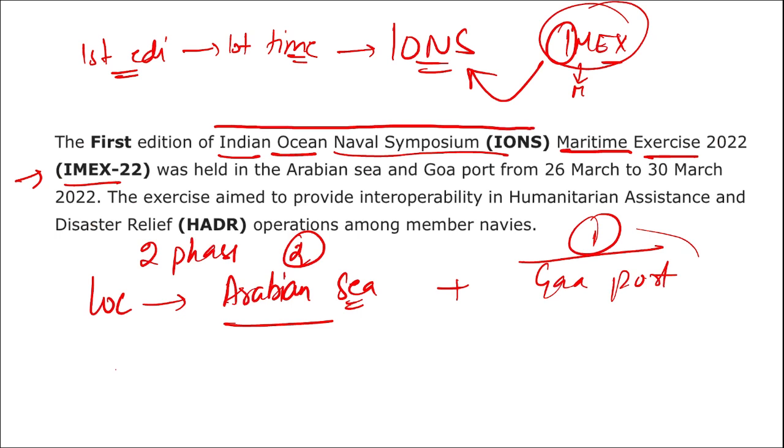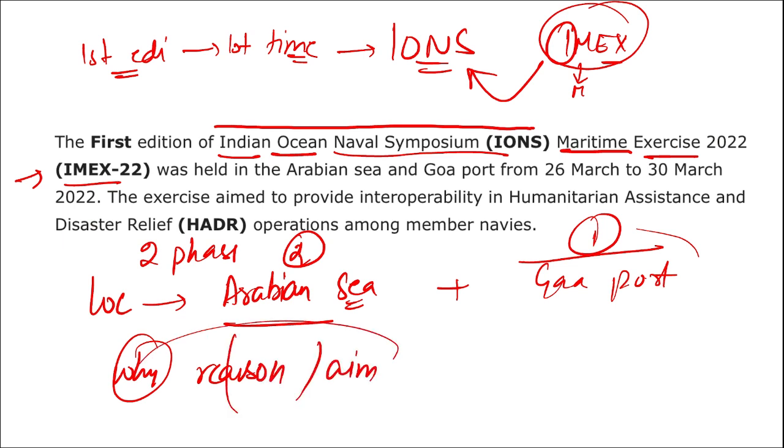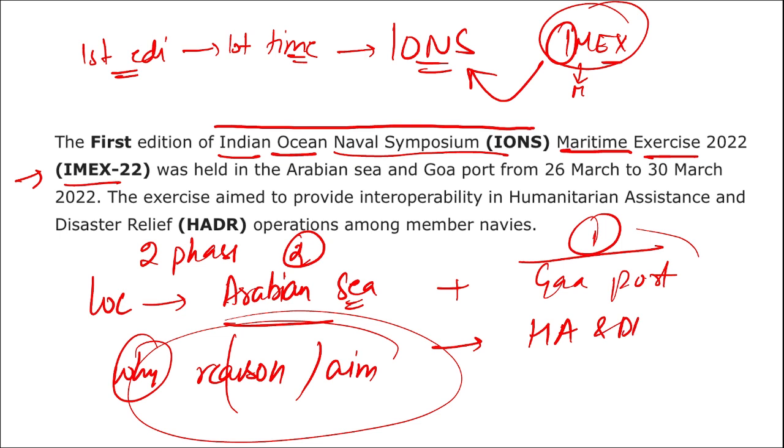Then apart from this, why was this exercise conducted? What was the reason? What was the aim of this exercise? Alright, tell me. The reason why this exercise is conducted is to provide humanitarian assistance and disaster relief.